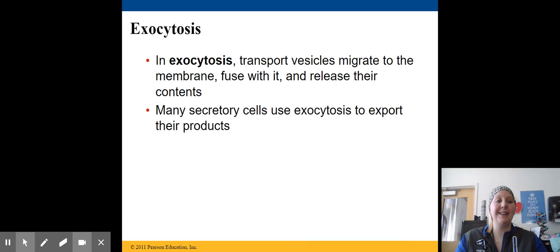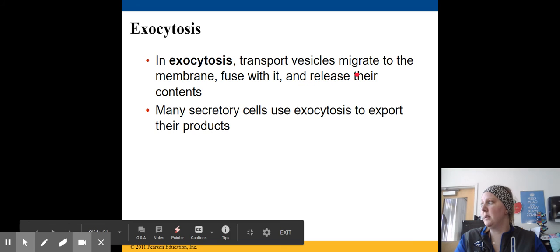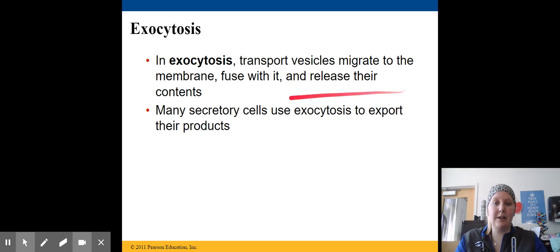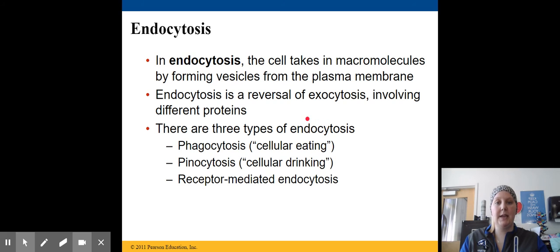Exocytosis is the process of leaving. So if you think exo, exit. Transport vesicles migrate towards the cell membrane, fuse with it, and then release their contents. This can happen because both cell membranes and vesicles have a double layer of phospholipids around the outside. This is seen most often in cells that secrete different types of things like endorphins or serotonin. They use exocytosis to export their products from the cell.